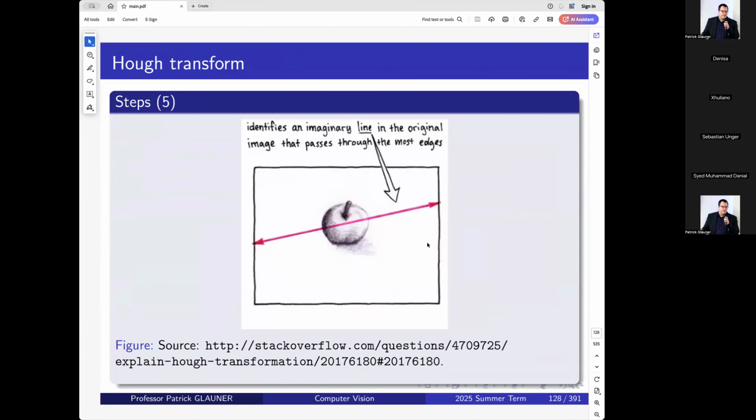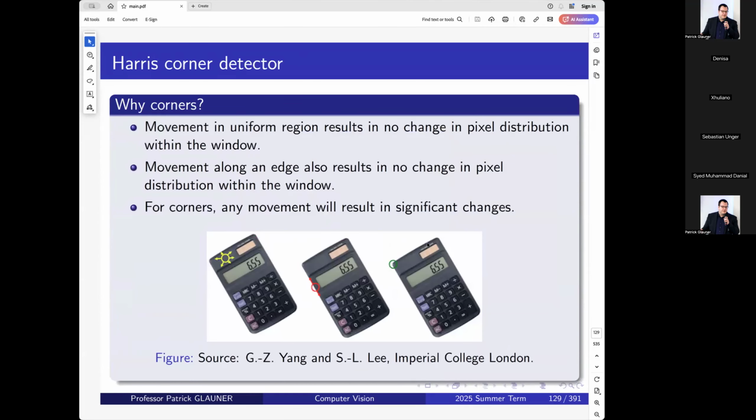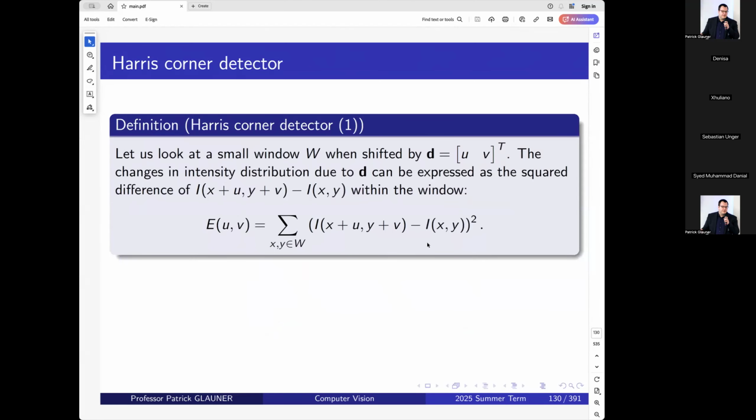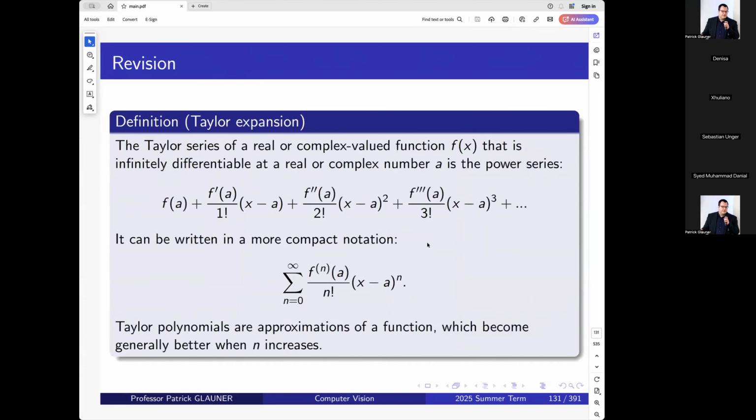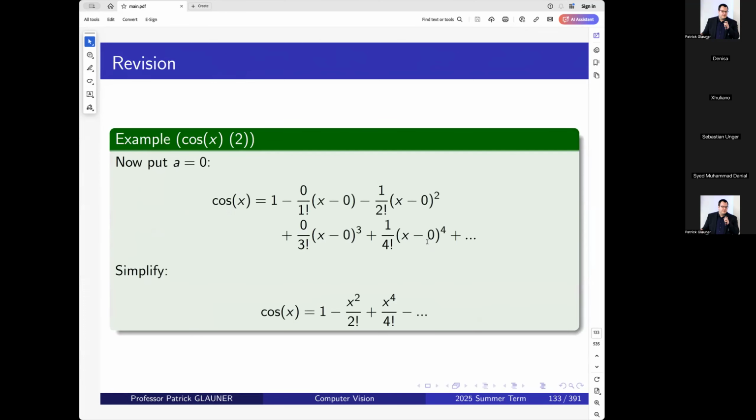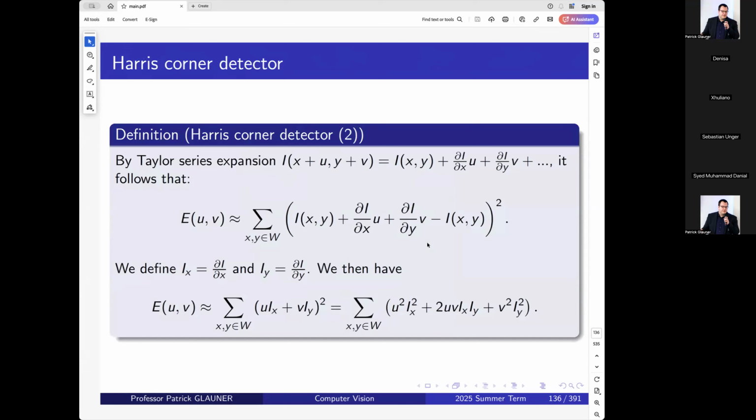The only issue is that running the Hough transform is computationally quite heavy, and that's why there are also various alternatives to this. Then we also wondered about corners, which are very distinct features in an image. And for this, we derived the Harris corner detector, which was quite a few steps and required quite some maths. We needed for this the Taylor expansion, for which we did a quick revision.